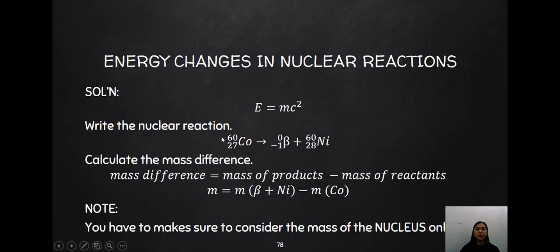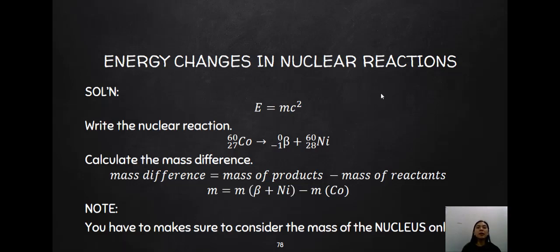If we try to fill out the blanks there, nag-emit siya ng isang beta particle. So, such that, diba, 60 plus 0 is equal to 60. 28 plus negative 1 is 27. So, meron ka ng speed of light, which is, diba, given as a constant. Yung mass na lang naman ang problema para makalculate natin yung energy.